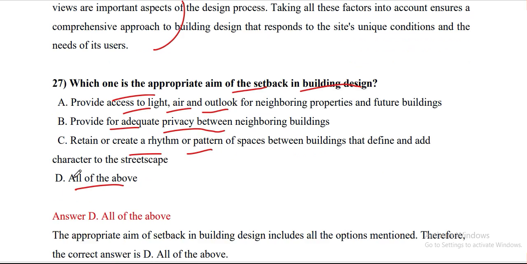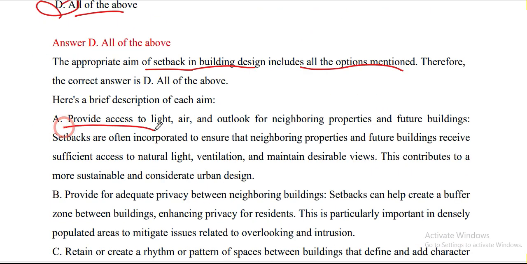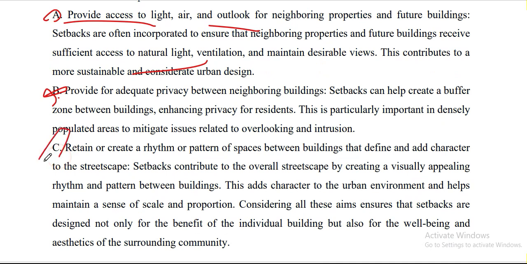For this question also, D is the answer. The appropriate aims of the setback in building design include all options A to C. So, therefore, the best answer is D. You can read the detailed descriptions of it. Option A, provide access to light. Option B, provide for adequate privacy between neighbors. C, retain or create rhythm or patterns.